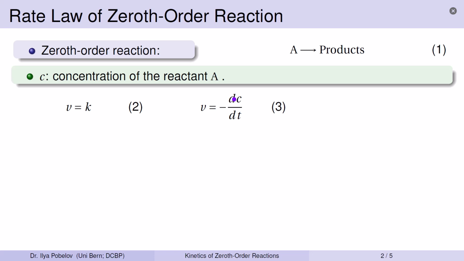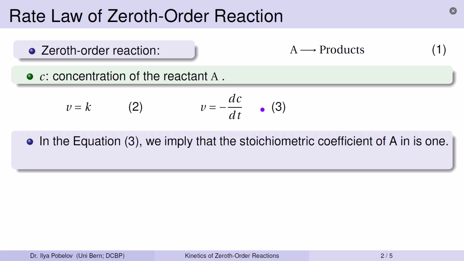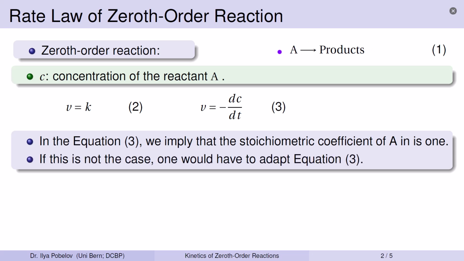On the other hand, according to the definition of the reaction rate, V is equal to the negative of the derivative of the reactant's concentration over time. In this equation, we imply that the stoichiometric coefficient of A in the reaction is 1. If this is not the case, one would have to adapt the equation expressing the reaction rate via the derivative of the reactant's concentration. Combining these equations, we obtain the following expression. Negative dC by dt equals k.